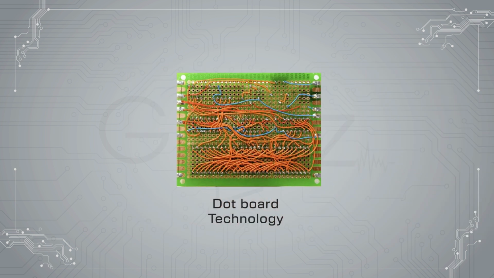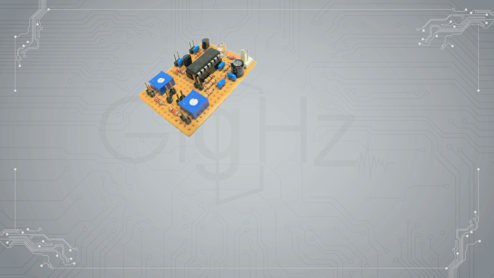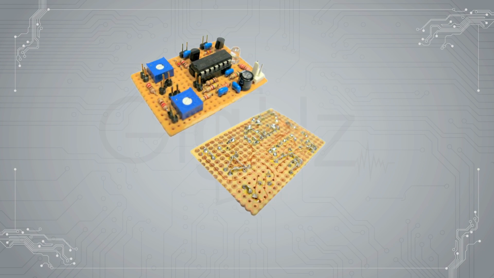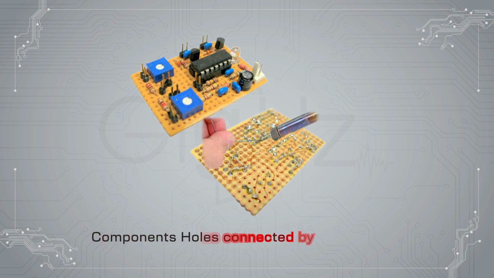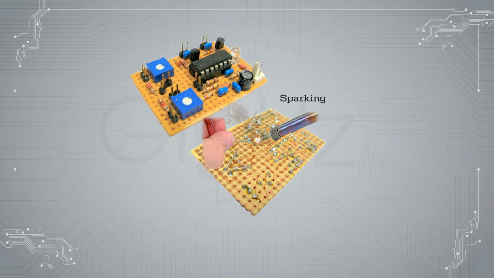Boards technology. Prototyping improved with the introduction of boards. These boards, with their grid of holes and copper strips, made it easier to connect components. However, boards weren't without flaws. Loose or poor connections often caused sparking, leading to unreliable circuit performance.